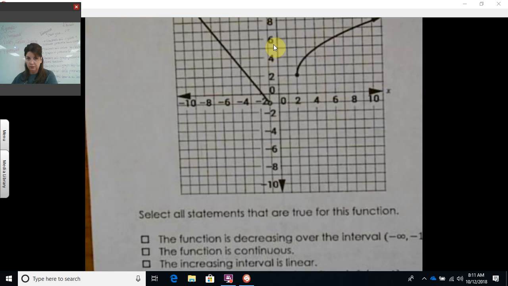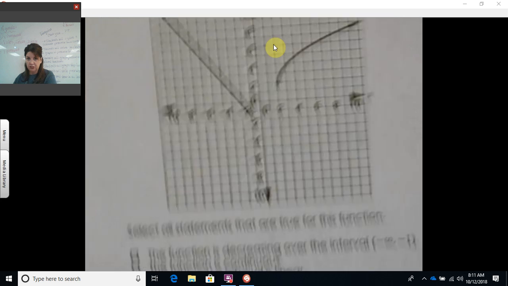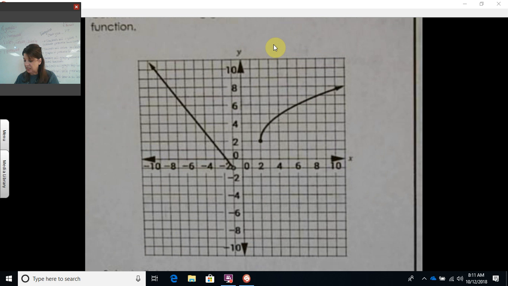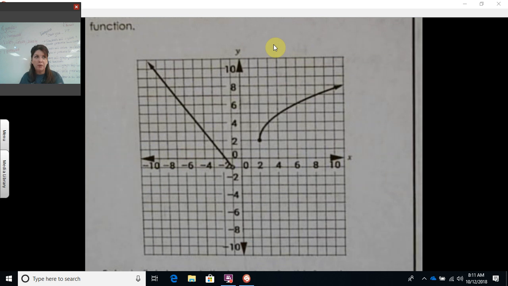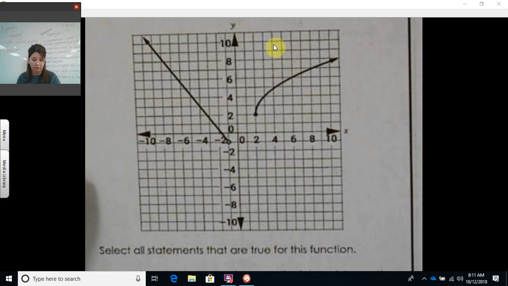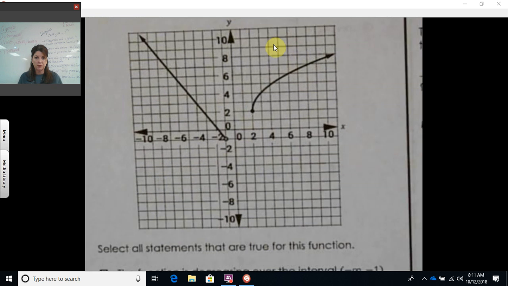Consider the graph of a piecewise defined function. Select all statements that are true for this function. You have to make sure every little piece of it is true before you give a little check. If it's a bracket and it's supposed to be a parentheses, you can't check it. Every little thing's got to be correct. So the function is decreasing over the interval negative infinity to negative 1. Is that true?